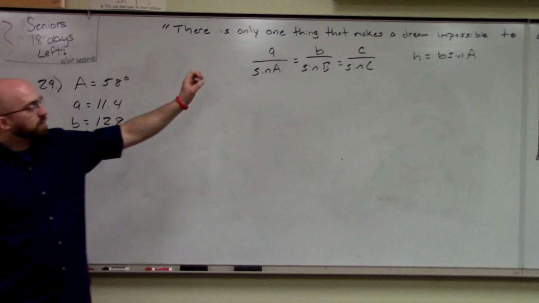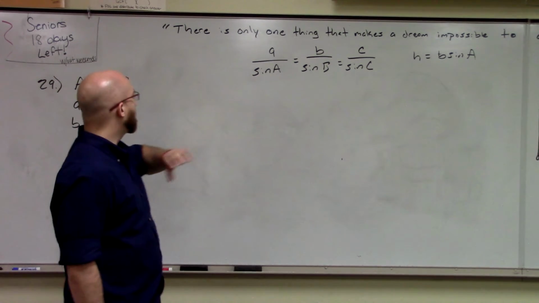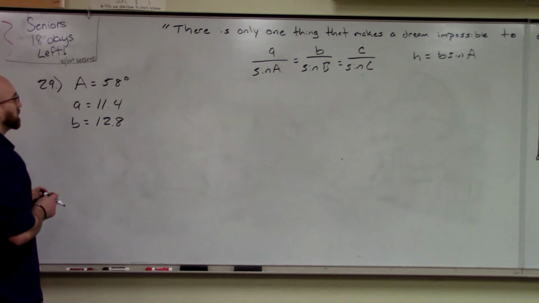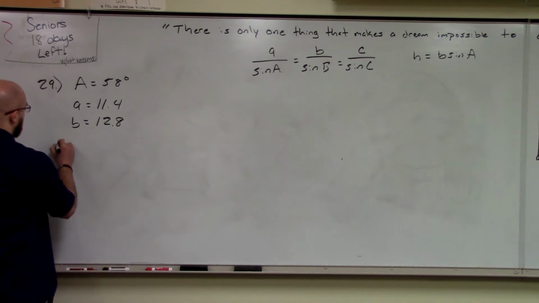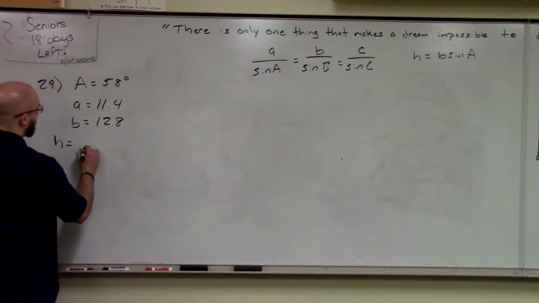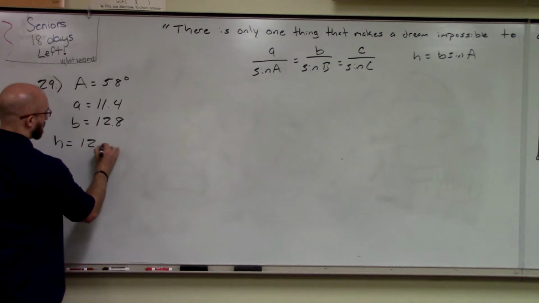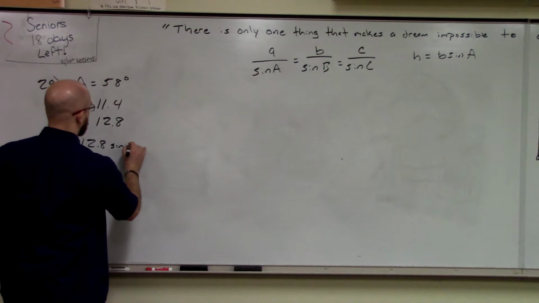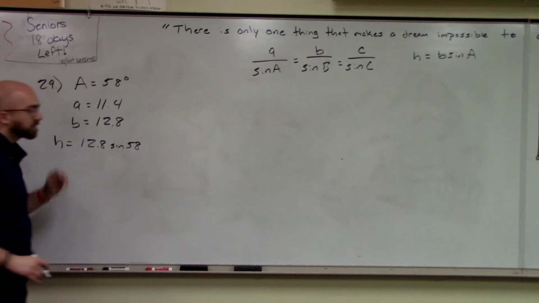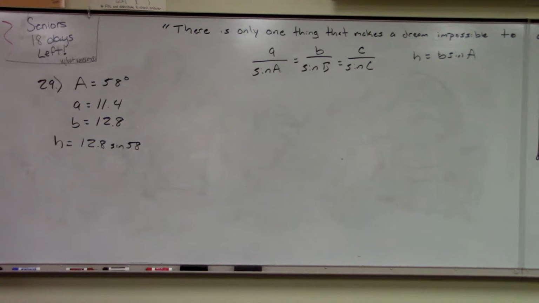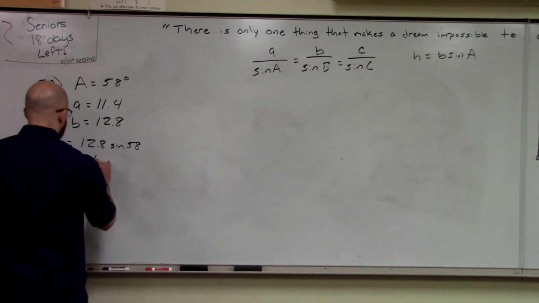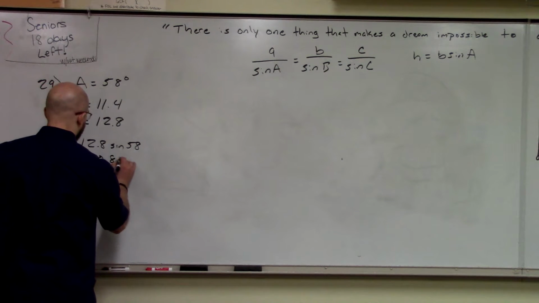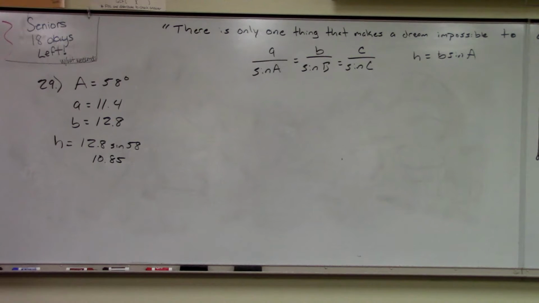Just so we can have it. Again, H is equal to little b times sine of A. So I'm going to find that real quick. I'm going to say H is 12.8 sine of 58 degrees. And this is to confirm that H will be lower than A, which it is. From here we get 10.85. All right, so it's lower. So let's find the rest of it.